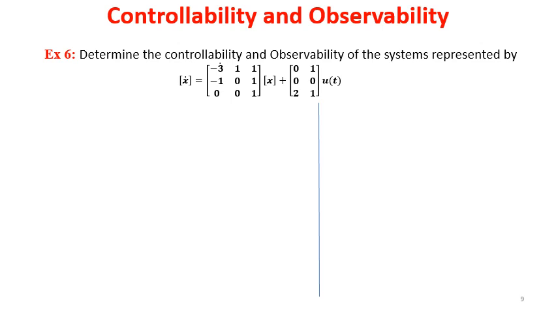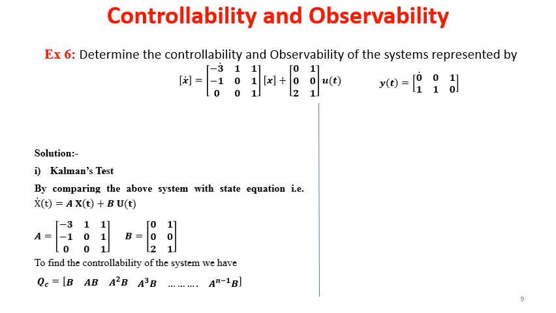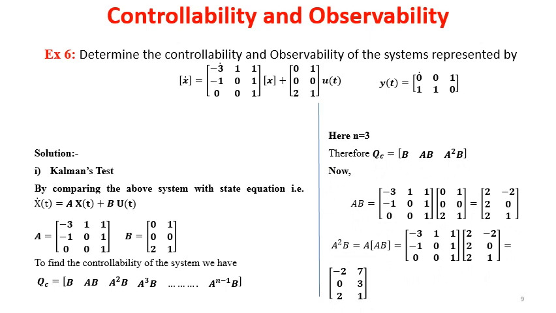So here x dot is equal to minus 3, 1, 1, minus 1, 0, 1, 0, 0, 1 multiplied by the x matrix, plus 0, 1, 0, 0, 2, 1 multiplied by u of t. Further, it has y of t equal to 0, 0, 1, 1, 1, 0. Next, to find the controllability, we are going to check Kalman's test.